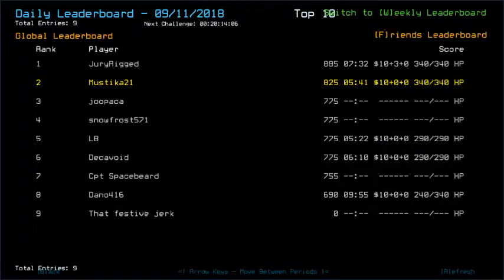Jury apparently got 3 additional scrap from the ship scan, so congrats, Jury. And yes.